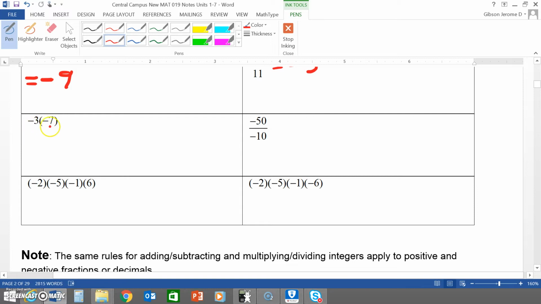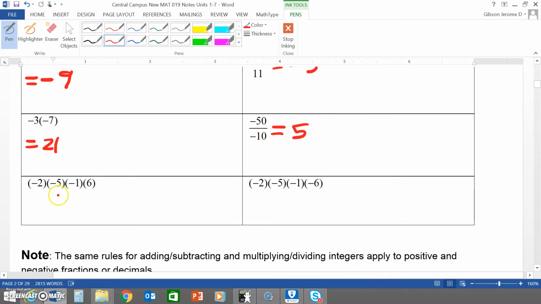Now we come here. The same sign multiplied together. A negative times a negative is positive, and 3 times 7 is 21. Then we have two numbers here. Same sign. Negative 50 divided by negative 10. A negative divided by a negative is positive. 50 divided by 10 is 5.